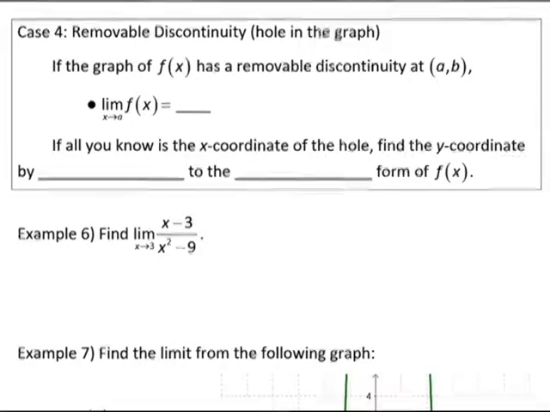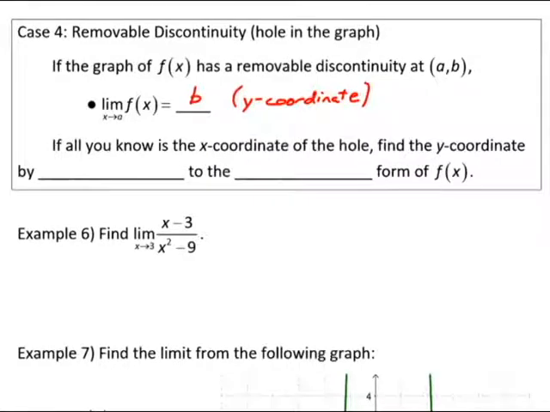Finally, recall that when there's a hole in the graph, the limit as we approach the x-coordinate of that hole is simply the y-coordinate of that hole. If we don't have a convenient graph, remember that to find the y-coordinate, we simply plug in the x value into the simplified form of f of x. Remember that we had to cancel a factor in order for a hole to be in the graph.